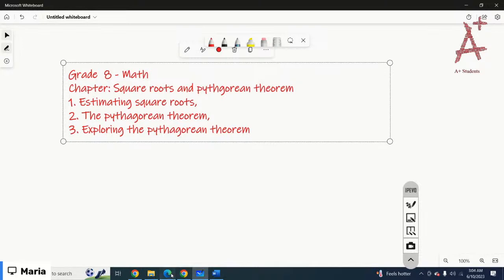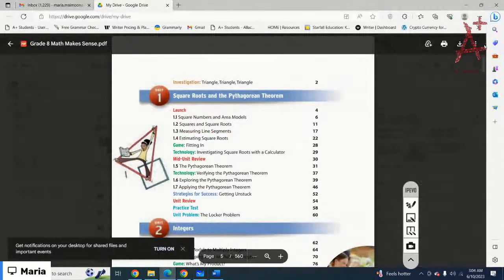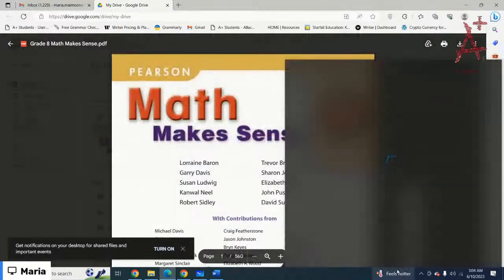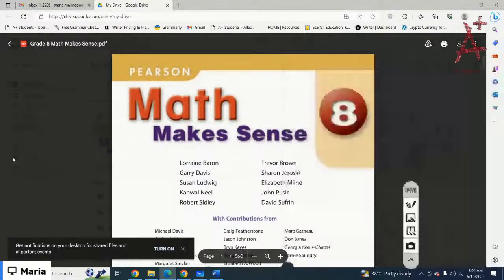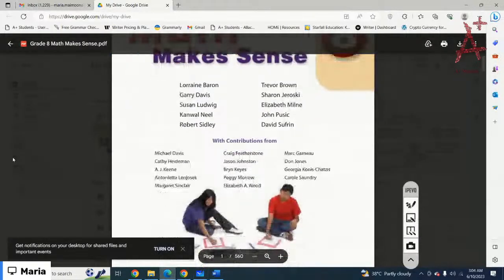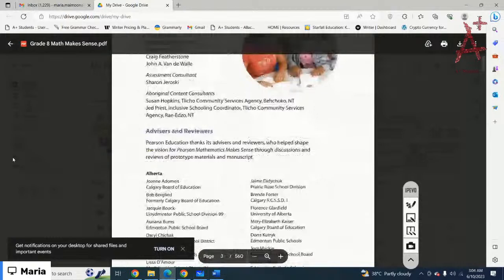So we are following the lessons from the book. The book we are following is Maths Makes Sense Grade 8, that is Pearson Maths Makes Sense 8, and we are working on the very first chapter, that is Square Roots and Pythagorean Theorem.